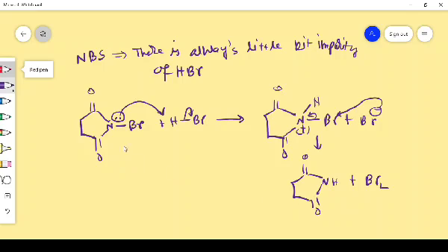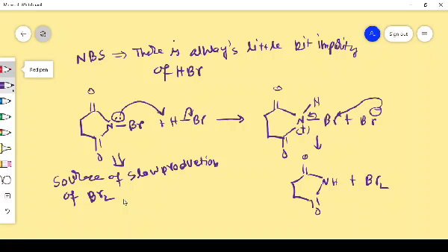So that means this NBS, in the presence of this HBr impurity, is nothing but the source of slow production of Br2. So this is nothing but the source of slow production of Br2, right? So that means this NBS is nothing but the source of slow production of Br2, right?